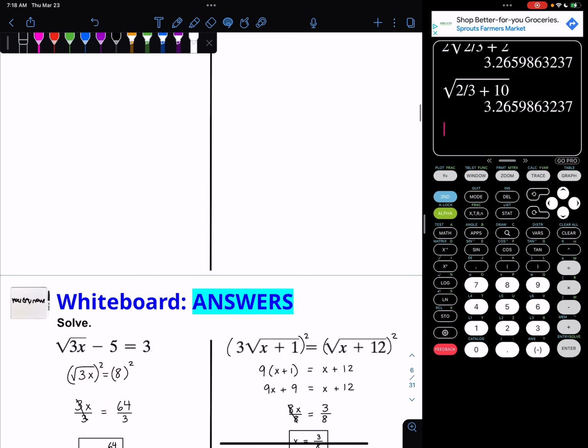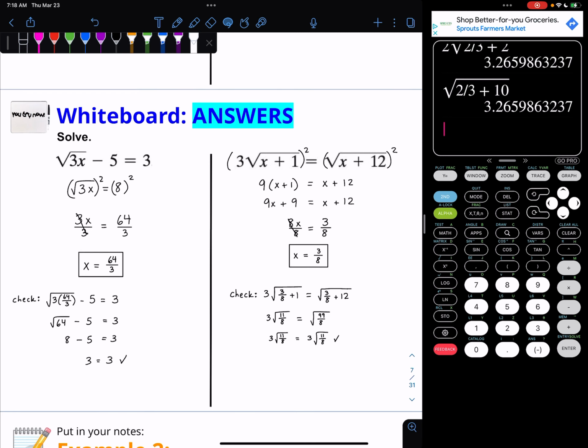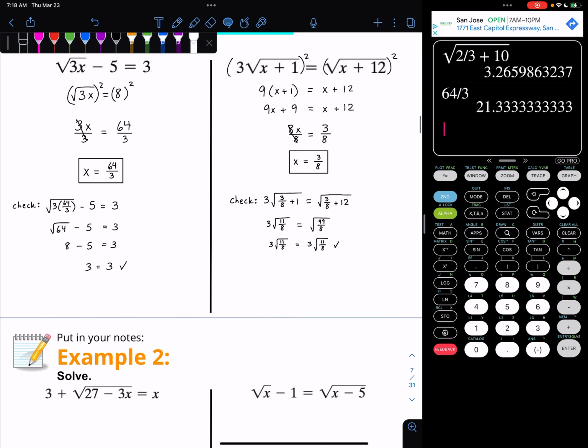All right, thanks so much. Here are your answers. You should have 64 over 3 and 3 over 8. Excuse the cough, please. I'm still sick. Notice we cannot use the decimal for these because 64 over 3 continues on. It's 0.33333 continuing on forever. You can't use that in decimal form, so we're not going to use decimals for that one.